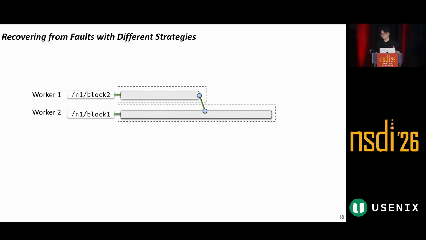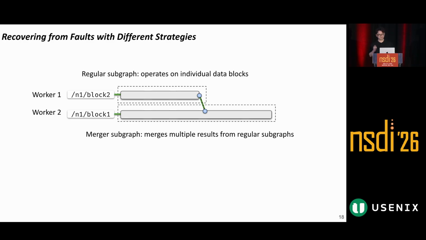Finally, upon detecting a fault, Fractal classifies these subgraphs into two different categories and applies different recovery strategies. First, regular subgraphs that operate on individual data blocks. And second, merger subgraphs that aggregate multiple results from the regular subgraphs. The key to the recovery is to use the same input to reproduce the output of a failed computation.